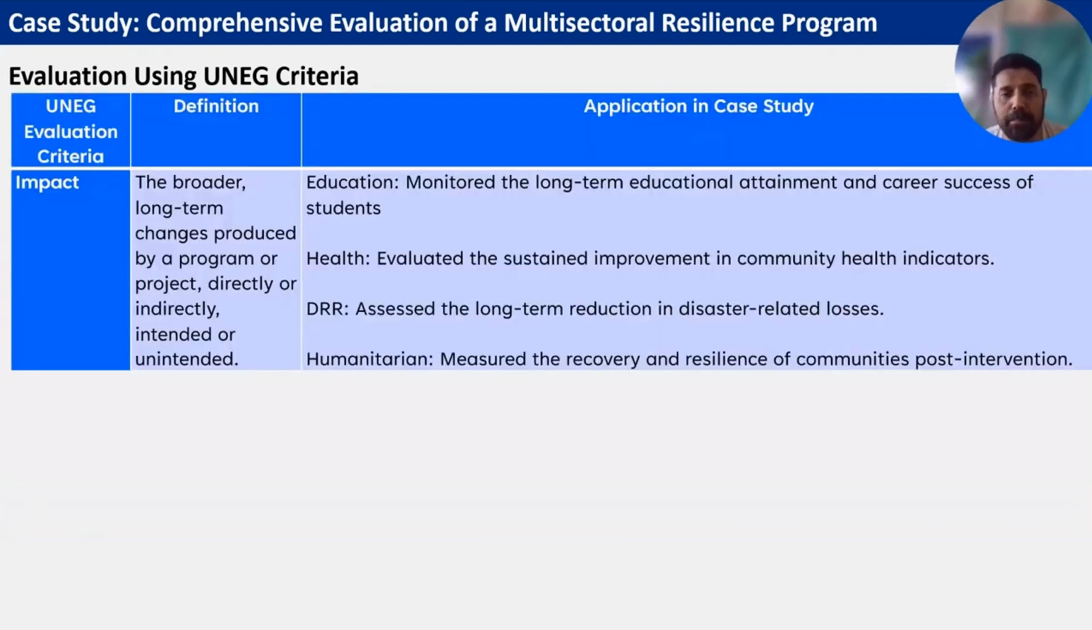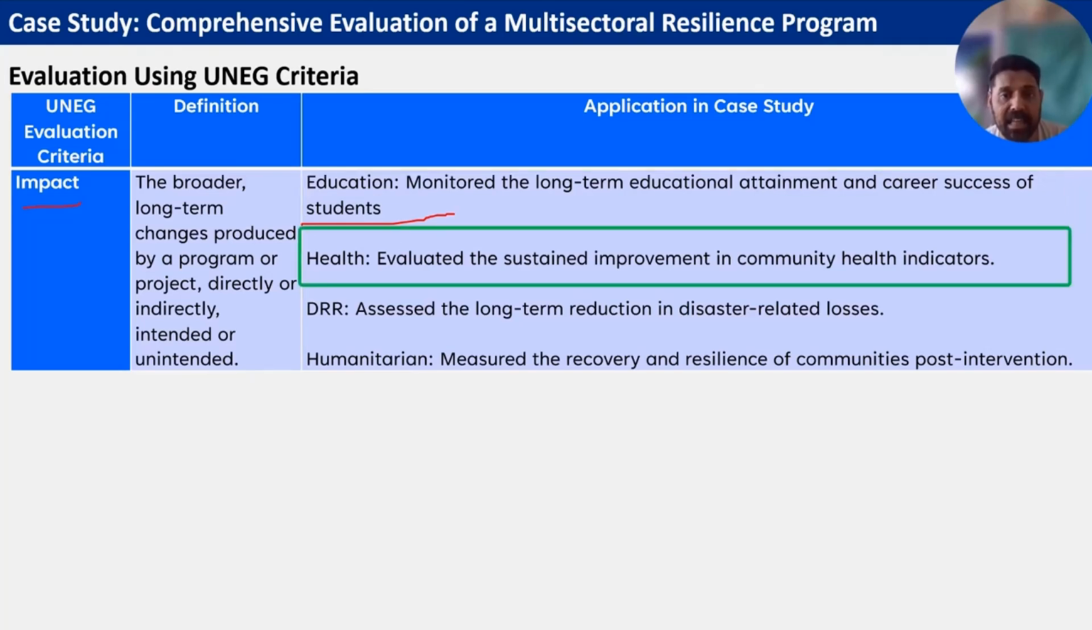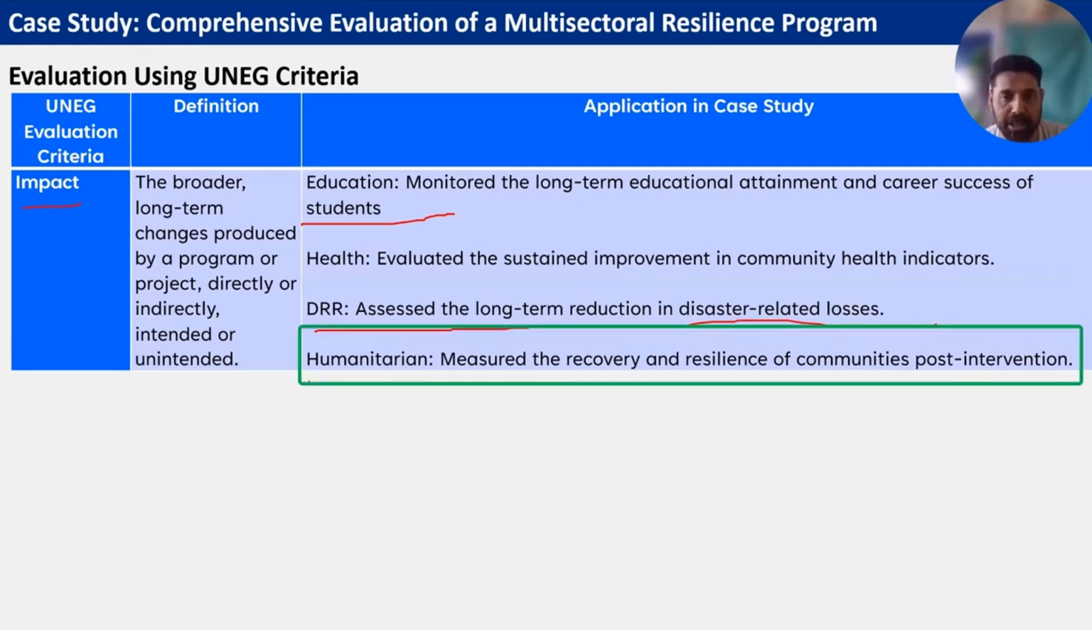Now, for the impact, we have the broader long-term changes produced by a program. So in education, we measured the long-term educational attainment and career success of students. Health evaluated the sustained improvement in community health indicators. And DRR assessed the long-term reduction in disaster-related losses. And humanitarian measured the recovery and resilience of communities post-intervention.